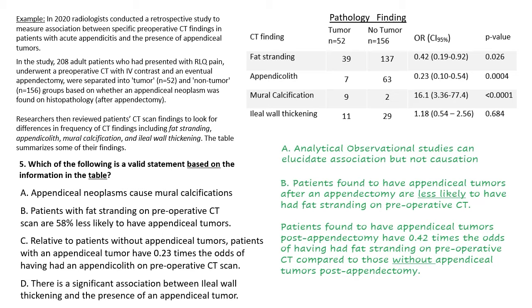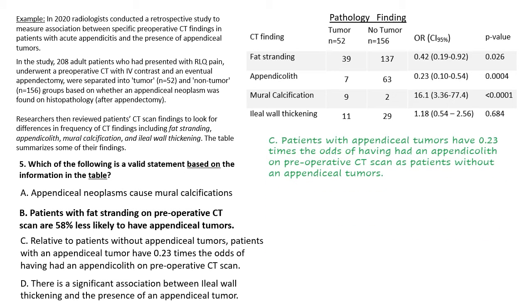Moving on to answer choice C. Relative to patients without appendiceal tumors, patients with an appendiceal tumor have 0.23 times the odds of having had an appendicolith on preoperative CT scan. So this is actually a correct statement, and it implies that there is a negative association between appendiceal tumors and the presence of an appendicolith. In fact, the authors went on to list appendicolith as a quote-unquote protective factor.